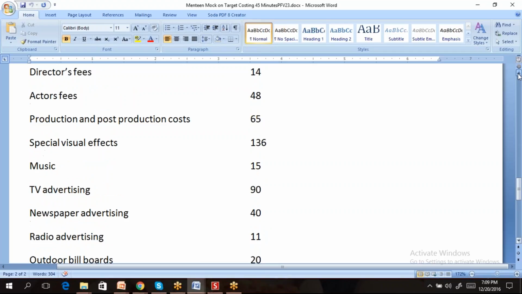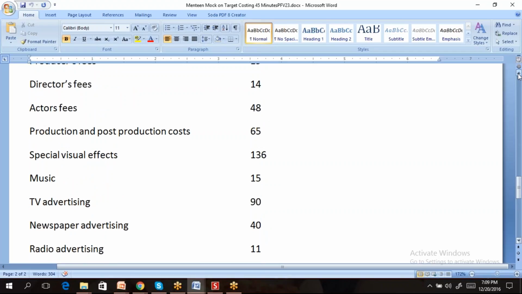That's your challenge. Where do we have room for savings now? Advertising? You remember in the pre-scene, what did they say? 90% of advertising is incurred before the film is launched. That's true. Can you remember?